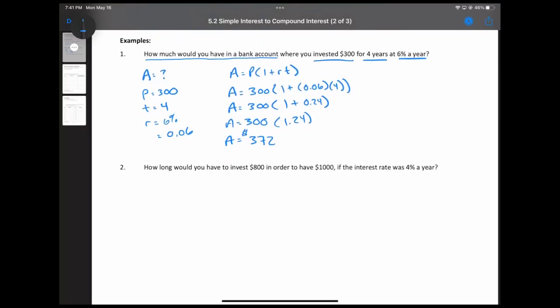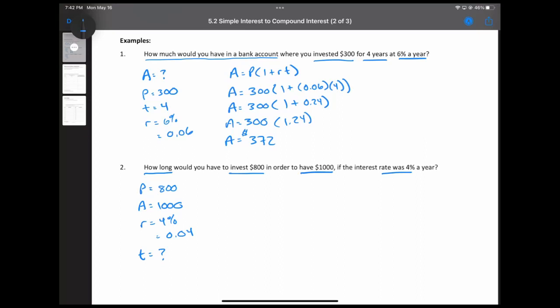Example 2. How long would you have to invest $800 in order to have $1,000 if the interest rate was 4% a year? So we're investing $800. That's a starting amount or a principal. We want to have $1,000 at the end, so that's our A. We're told the interest rate is 4%, which is 0.04. And we're asked how long would we have to invest. So what that's really saying is, what's our time for our investment?